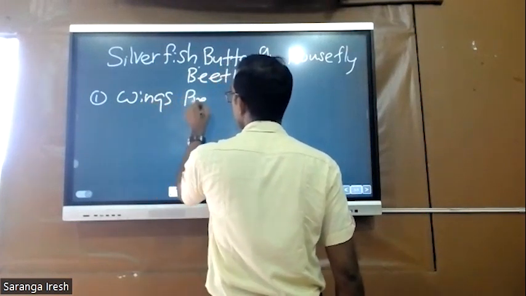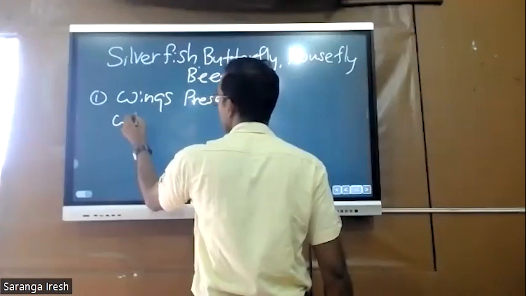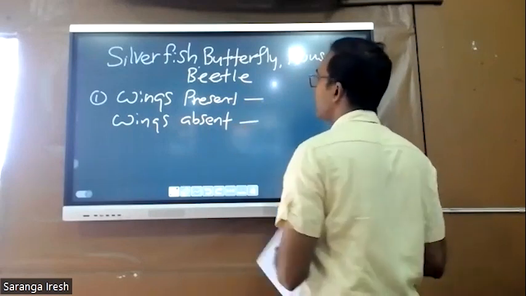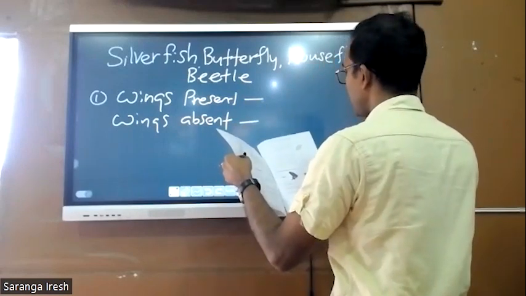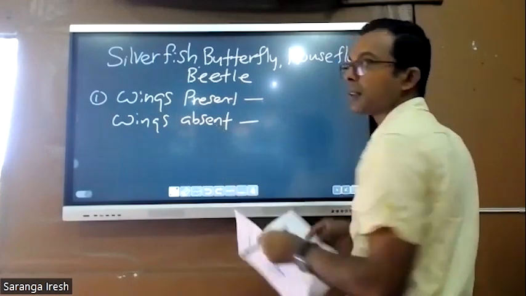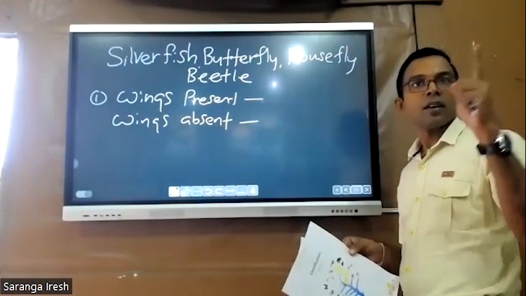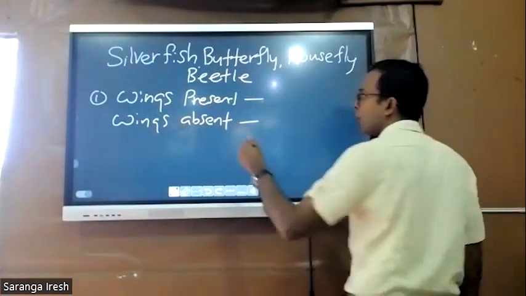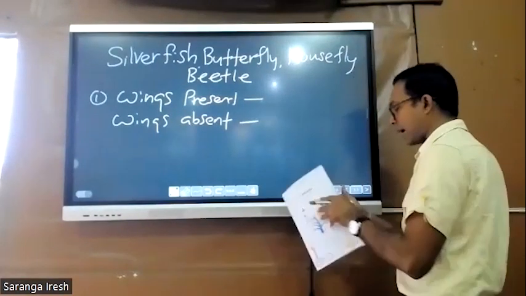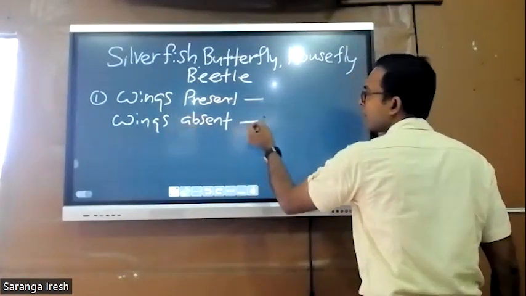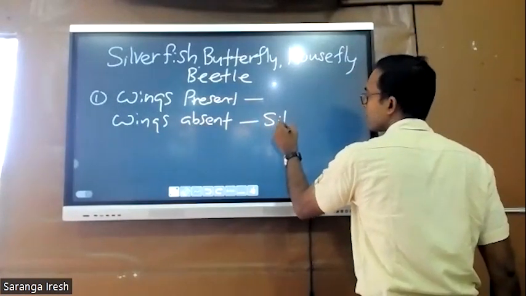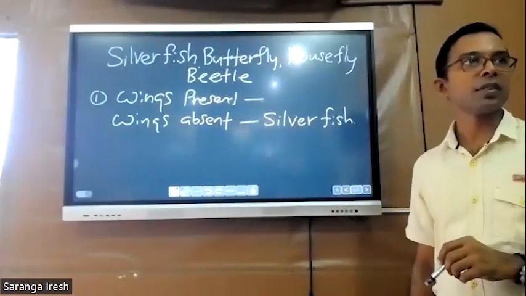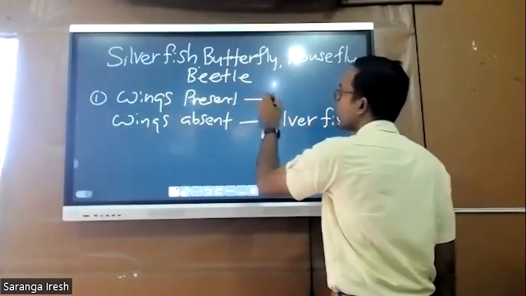Wings present, wings absent. Wings present, how many? 1, 2, 3 organisms are there. Wings absent? Only 1. We can write the name directly because we have only 1 organism. Then what is the organism without wings? Silverfish. Then the organism with wings, there are many.